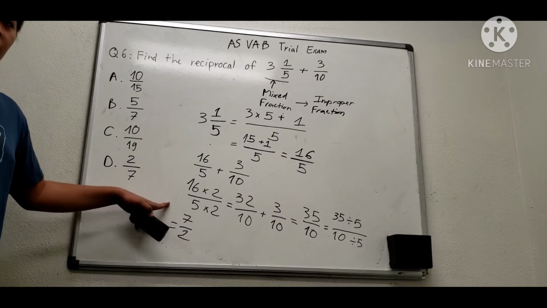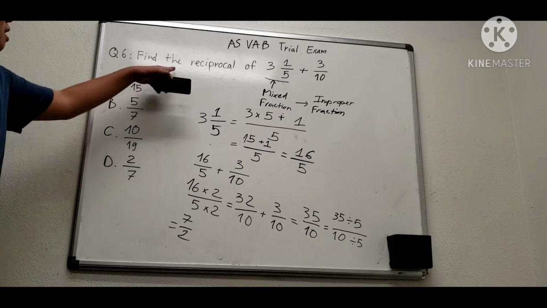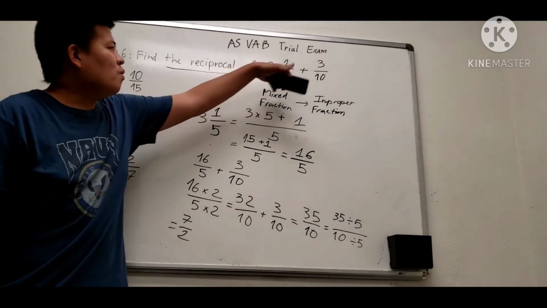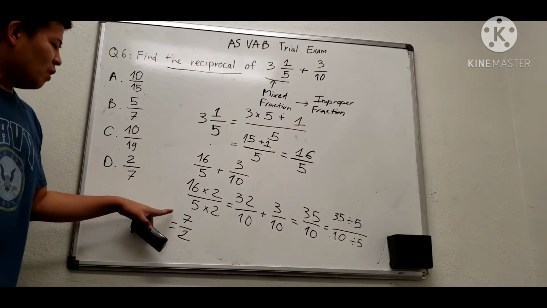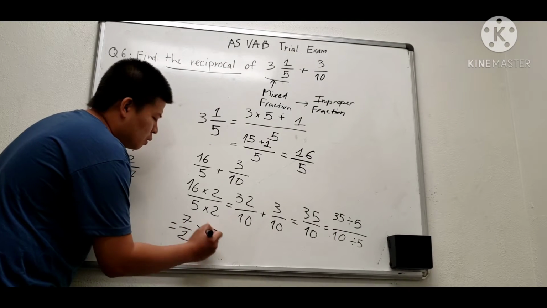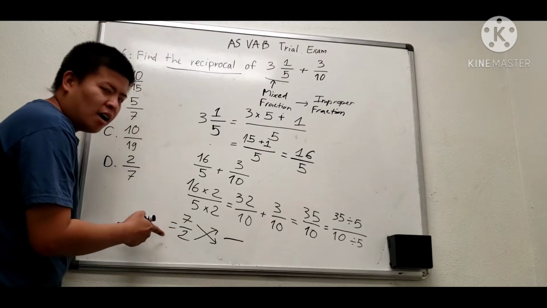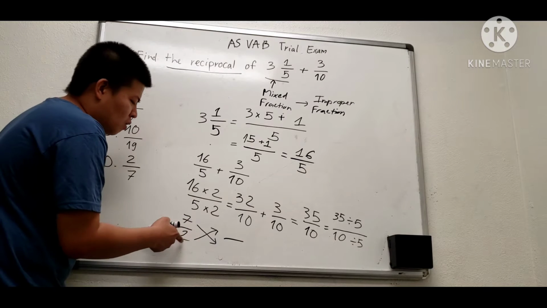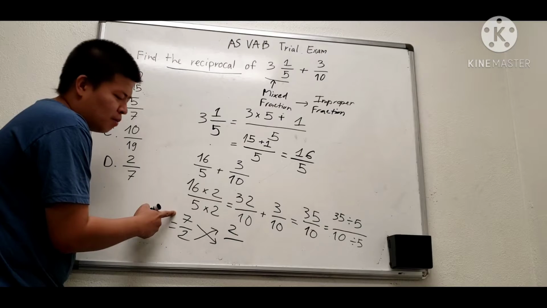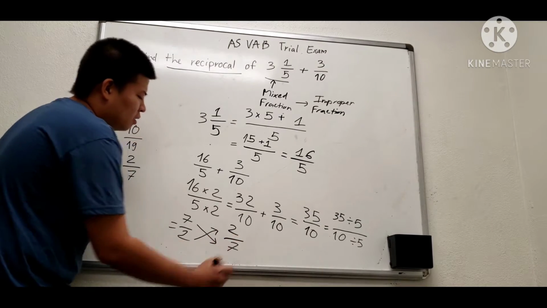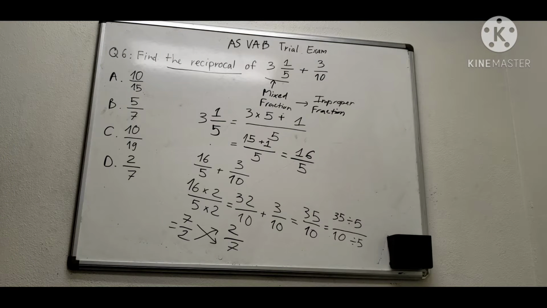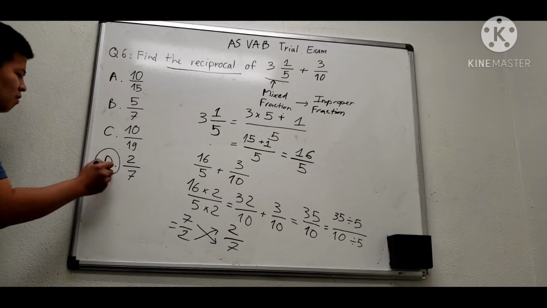After you get about 7 over 2, the question asks about the reciprocal of the whole fraction in here. So we have 7 over 2. You just swap the numerator and denominator together. So number 2 becomes the numerator, 7 becomes the denominator. So the answer for the question is about 2 over 7, and the answer is about D.